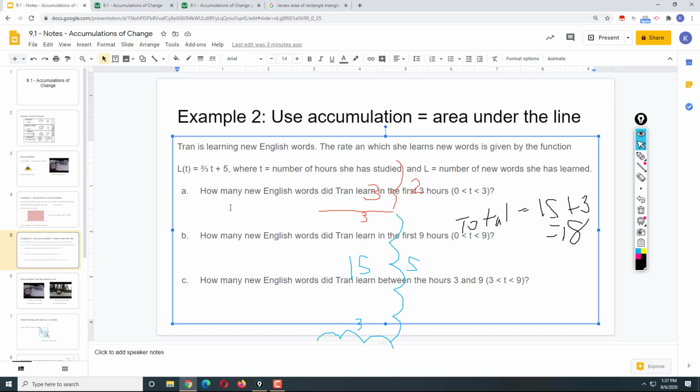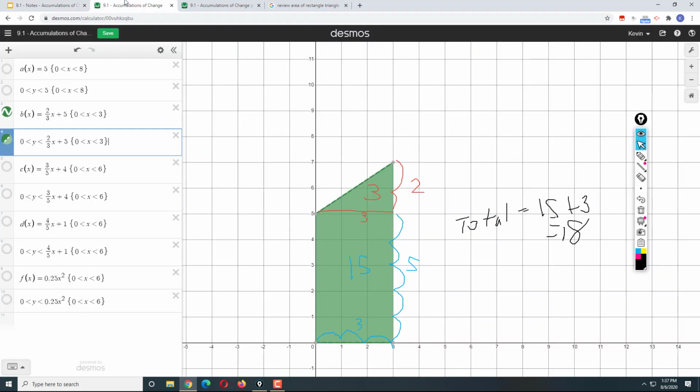So how many new English words did Tran learn? Well, we have a rectangle with area 15, and a triangle with area 3. So accumulation equals how many words? Equals 15 plus 3, which equals 18 words. So how many words did Tran learn in the first 3 hours? 18 words. Okay.